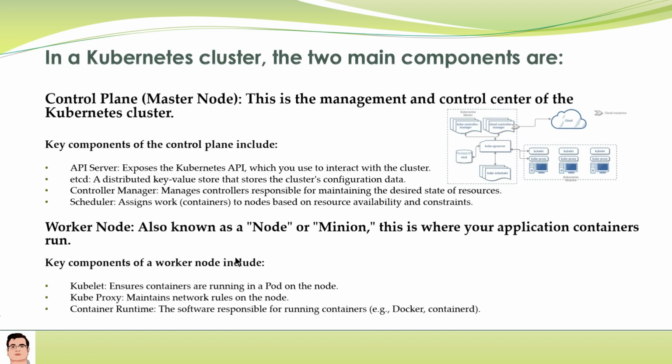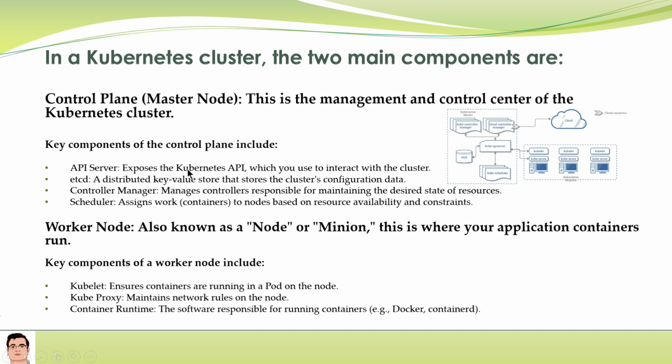In the Kubernetes cluster, there are only two components. Okay, the control plane, or you can say the master node. This is used for the management and control center of the Kubernetes cluster. So in the diagram, you can see the Kube controller manager, the Kube API server, etcd, Kube scheduler, and the cloud controller manager, which is part of it, but it's considered a separate component for managing the controllers of the cloud. Okay, so the key components of the control plane include the API server.